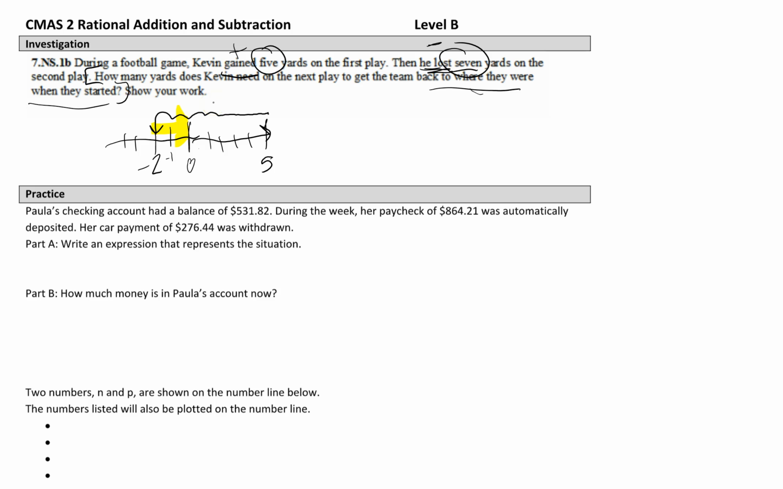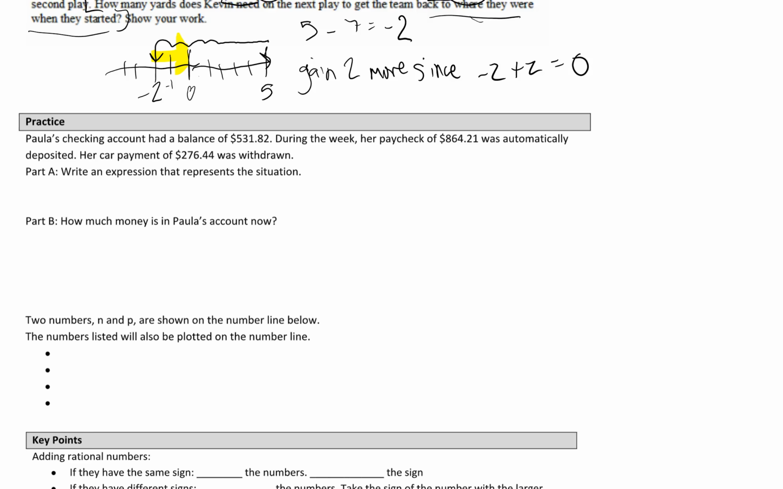So to show this with math, we're going to say he went +5, then he lost 7. We know that he ended at -2. Then we need to say he needs to gain 2 more, since -2 plus 2 would get him back to 0. Awesome. All right, let's look at the next one.